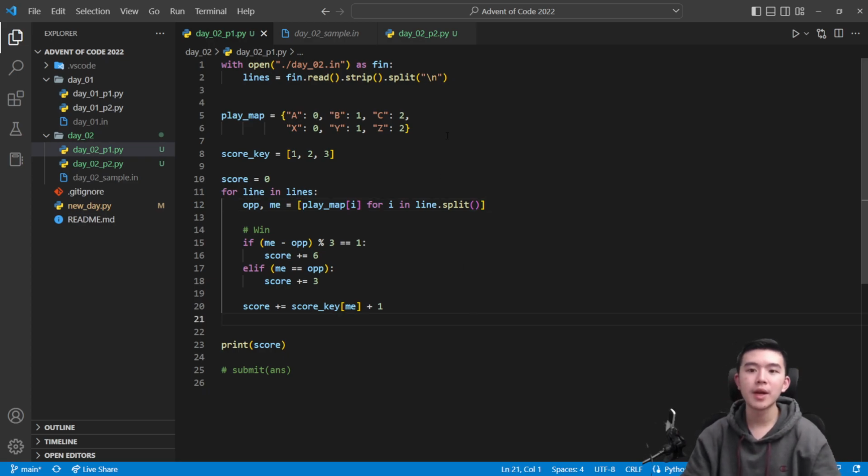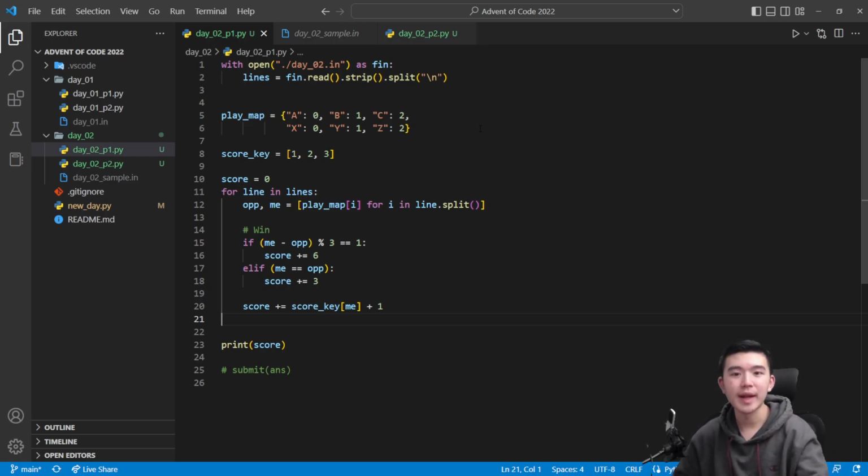Now, the great thing about encoding plays as 0, 1, or 2 is that we can use mod 3 to decide who's going to win. So basically, if we play 1 and our opponent plays 0, that's going to be a win for us, because 1 is exactly 1 greater than 0. And this reflects that paper beats rock, because paper is 1 and rock is 0. So there's this kind of cyclical nature that is present because we're using this 0, 1, 2 system.